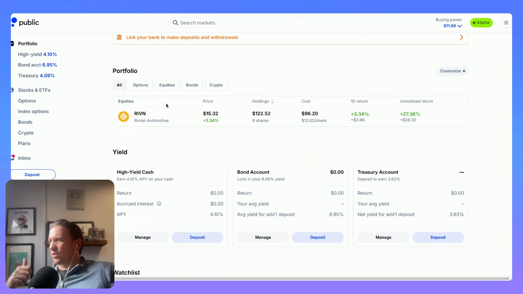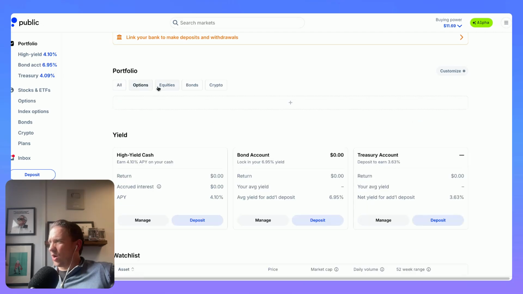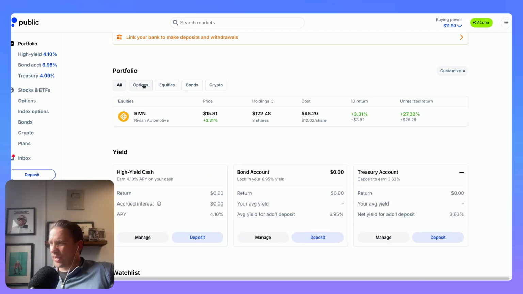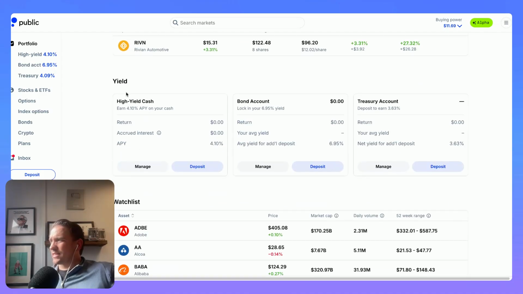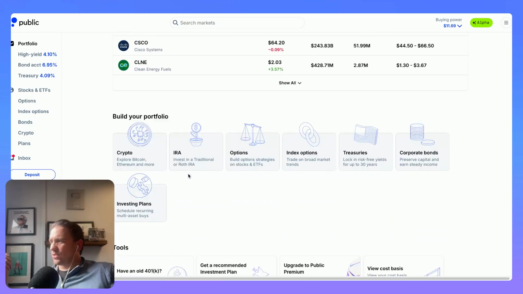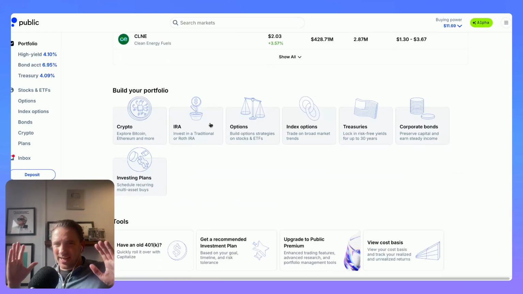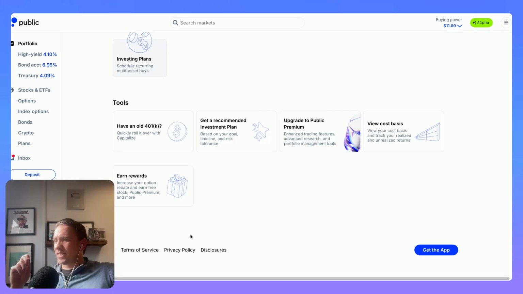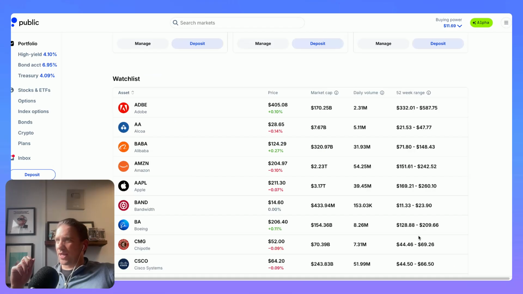And if you scroll down, you'll get some more data about your portfolio. I only have one position, options, equity. So if you have different positions on, you can sort by them. Then you can see some yield options for you. You've got a watch list that you can build, some quick click portfolio features to make a portfolio very fast, and some other tools as well. And here's the mobile app.